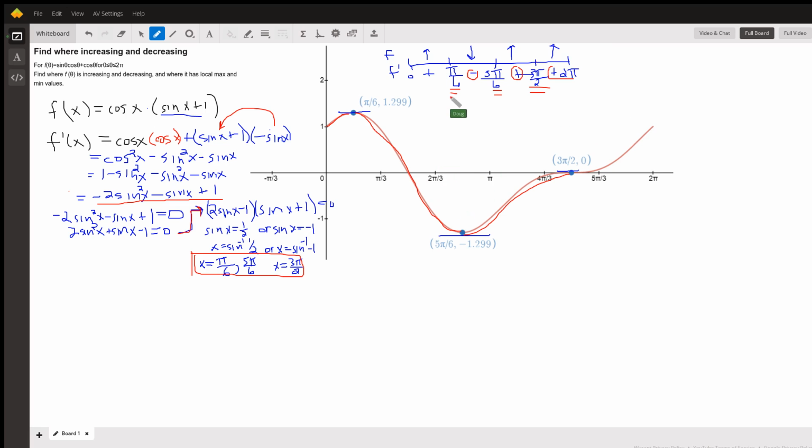So we have a relative minimum, a relative maximum here, and a relative minimum here. And the intervals of increasing, decreasing are as we specified earlier.